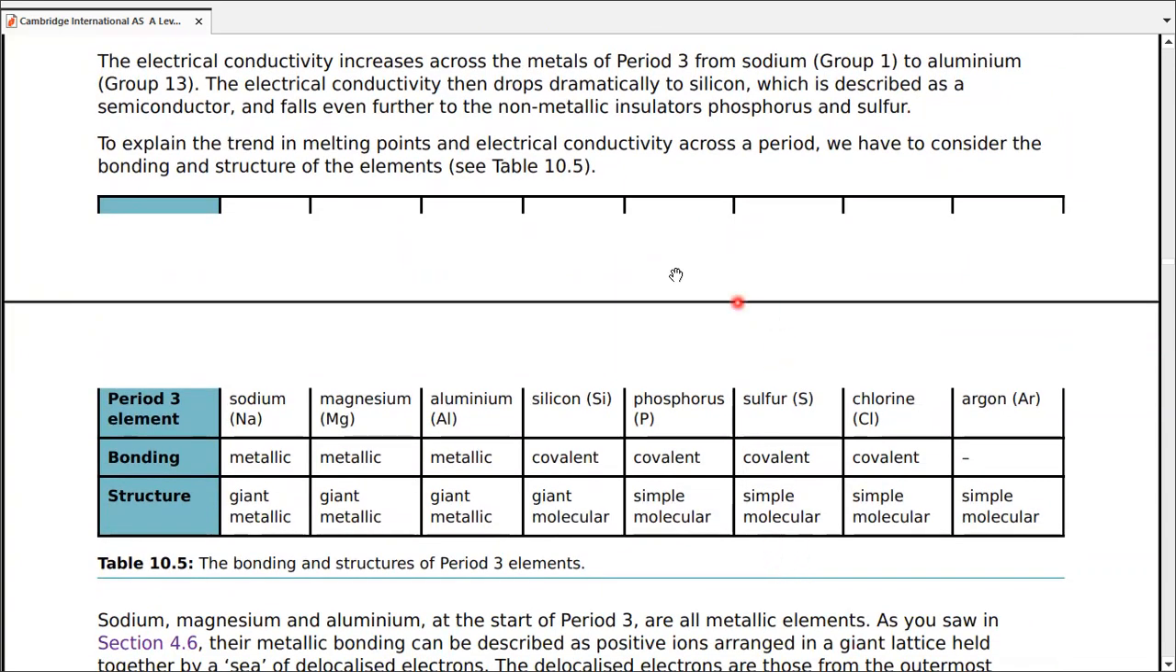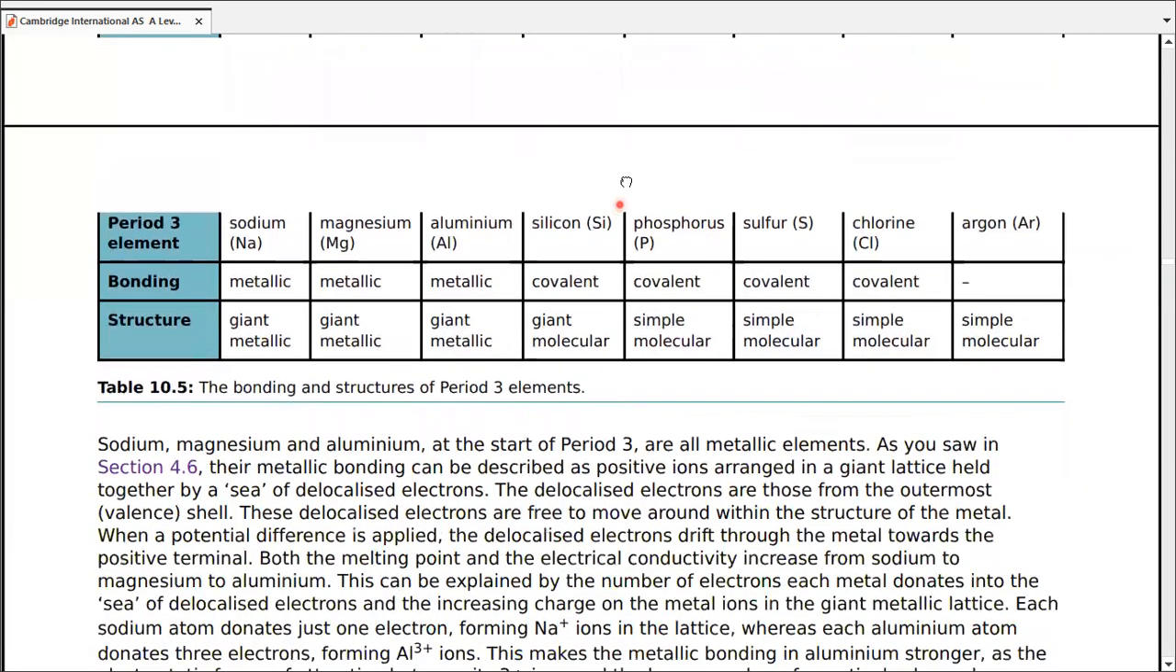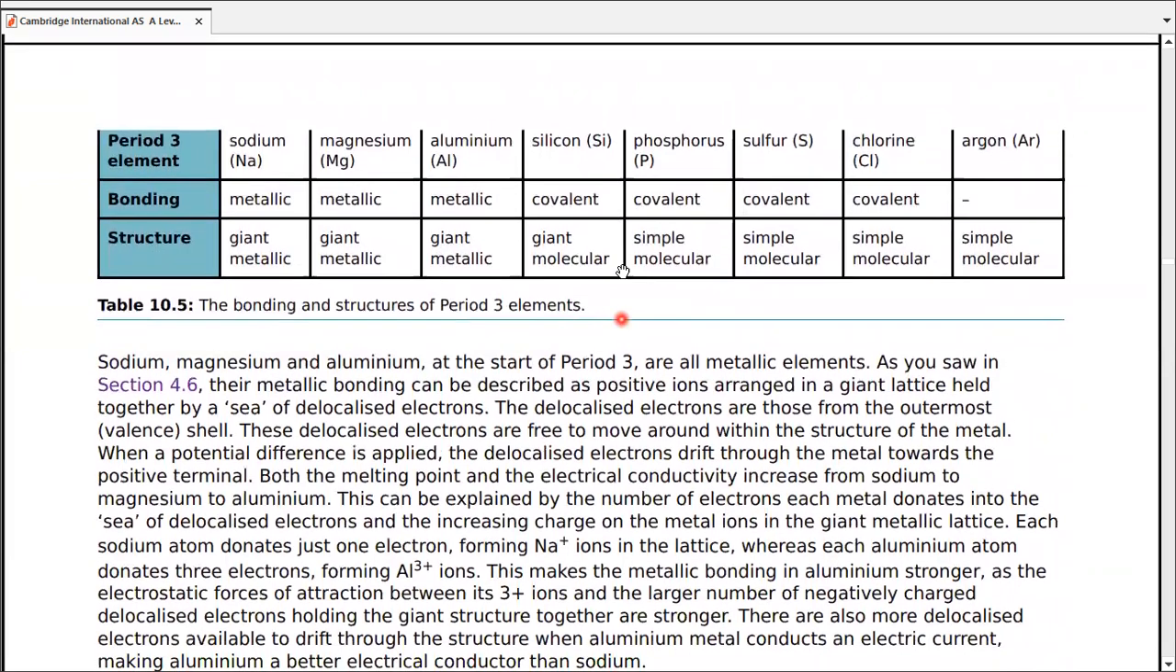Okay. To explain the trend in melting points and electrical conductivity across a period, we have to consider the bonding and the structure of elements. Now that's important. Let's talk about period 3 in that way. This is going to jog your memory and all of your information related to bonding chapters. Now, sodium is a metal which, of course, goes with metallic bonding. So do magnesium and aluminum. Silicon is actually considered for SiO2's example, which is covalent and actually a giant molecular structure.